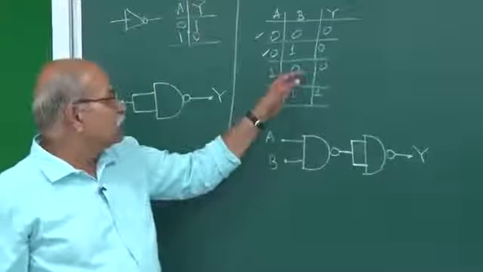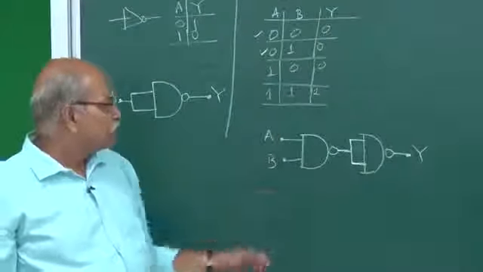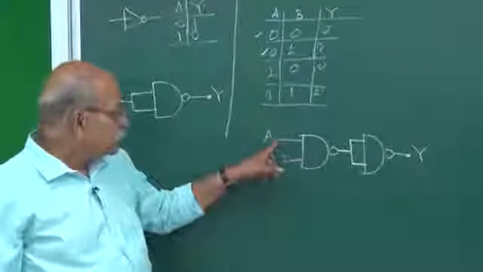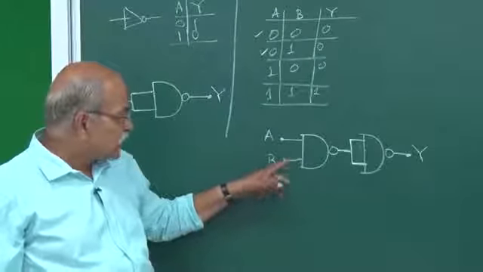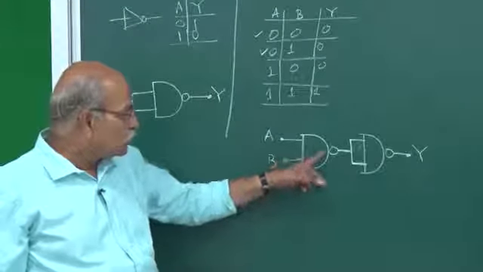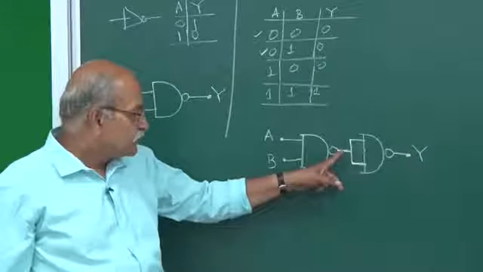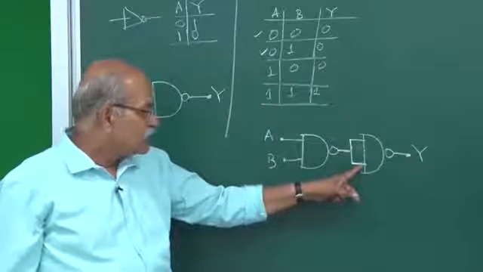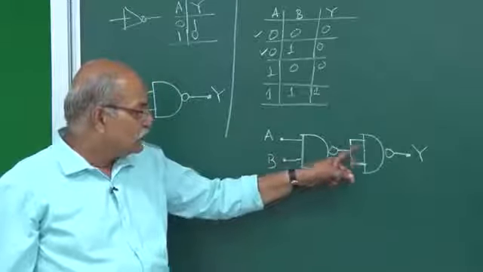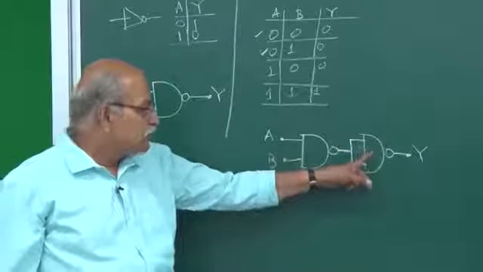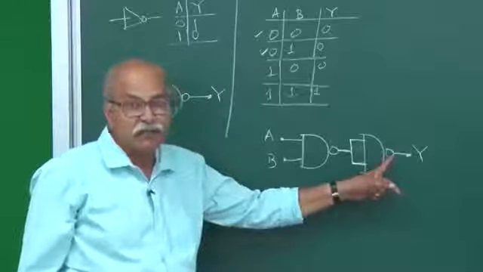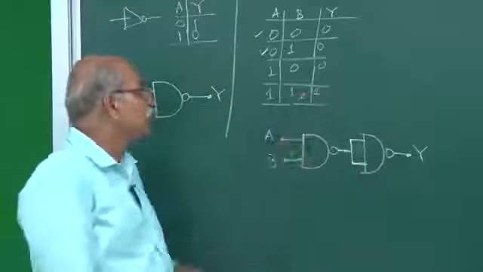Same story, 1 0 will give me 0, 1 1. So if A is 1 and B is 1, so 1 here, 1 here. AND will give me 1, so 1 here. NOT of that will become 0, so 0 here. So 0 here and 0 here. And 0 0 AND will give me 0. And NOT of that will become 1. So 1 1 will become 1.